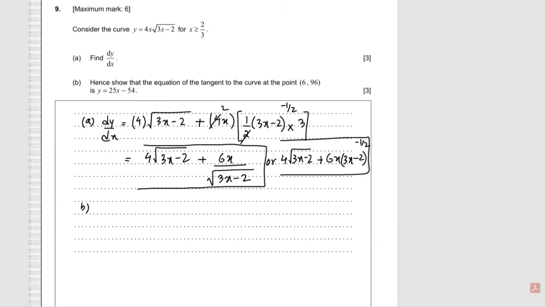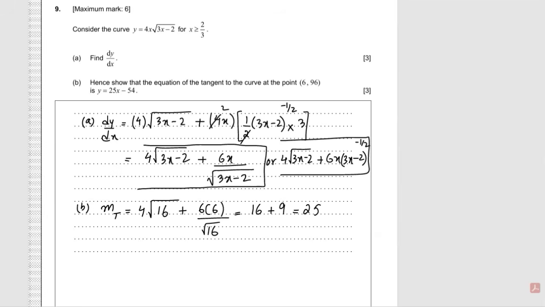Part B. Application of calculus, equation of tangent to the curve at the point. So first we need the gradient of the tangent line. And how do we find it? We substitute this x value of this coordinate, 6, into the derivative. So 4 root of, what is this? 18 minus 2, that's a 16, plus the 6 times 6 divided by a root 16. I want to use the calculator, but this is without a calculator, so I'll just solve it. So that becomes 16 plus 36 over 4. That's going to be a 9. And I'm getting a 25.